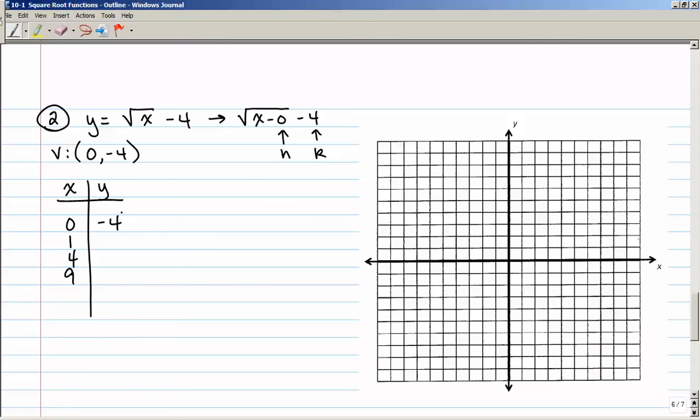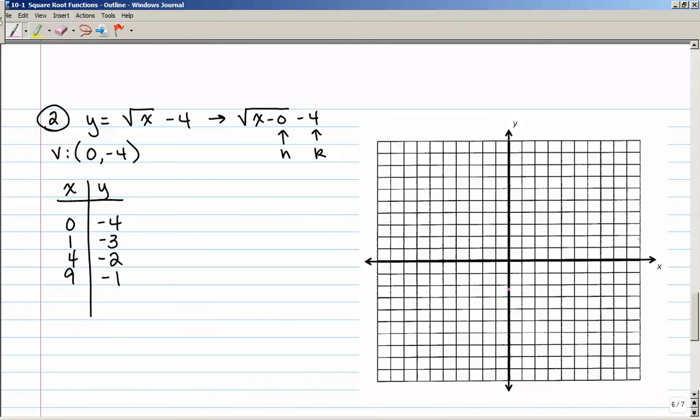That makes sense. Square root of 1 minus 4, square root of 1 is 1, 1 minus 4 is a negative 3. The square root of 4 is 2, 2 minus 4 is a negative 2, and the square root of 9 is 3, 3 minus 4 is a negative 1. And this gives me my points I can graph.